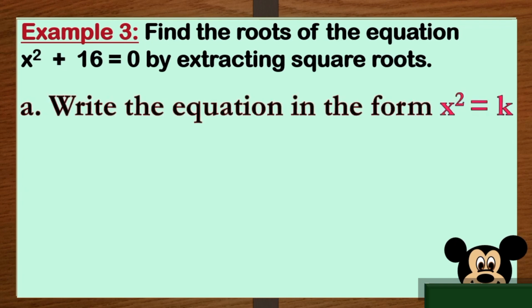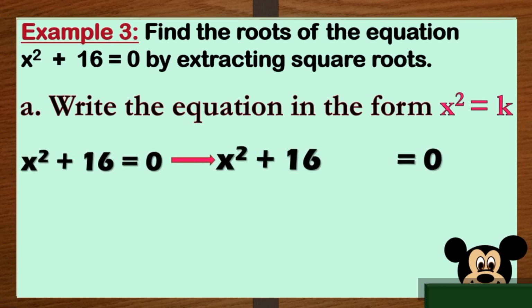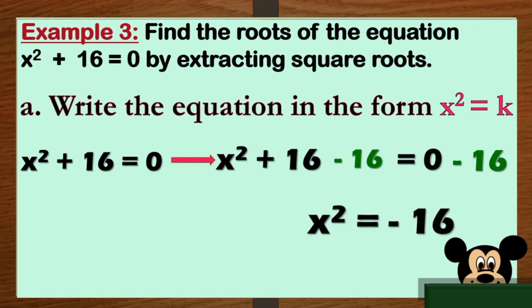The first step is to write the equation in the form x squared equals k. Now we have x squared plus 16 equals 0. To write it in the form x squared equals k, we're going to add negative 16 to both sides. Positive 16 minus 16 is 0. 0 minus 16 is negative 16. Therefore, we have x squared equals negative 16.